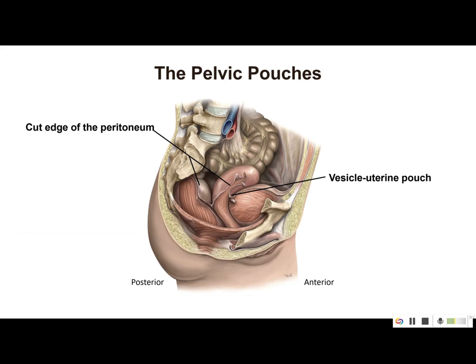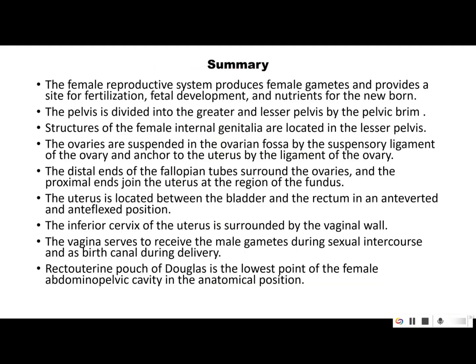The pouch between the cervix, upper vagina, and the anterior rectum is known as the recto-uterine pouch of Douglas. When you're standing in the anatomical position, these pouches are some of the lowest points of the abdominopelvic cavity and are ideal collection sites for pathological fluids and infection.